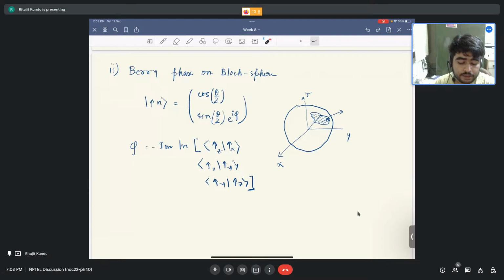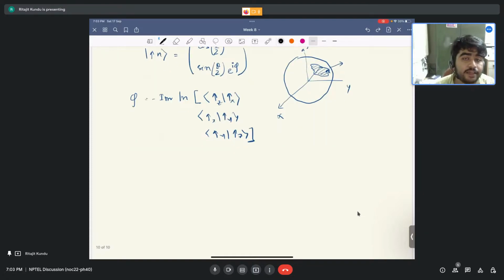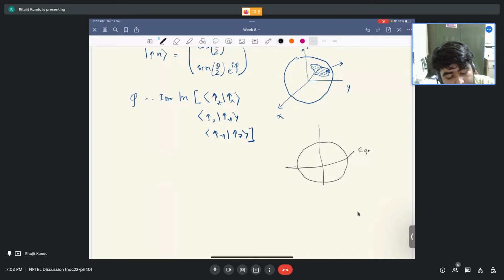Now with all of that, what we want to do is calculate a Berry phase when we are rotating the spin. What do I mean? Let me try to draw a sphere. This is the Bloch sphere, and this is the equator. Let me also try to draw the axes. This is Z, this is X, and this is Y.